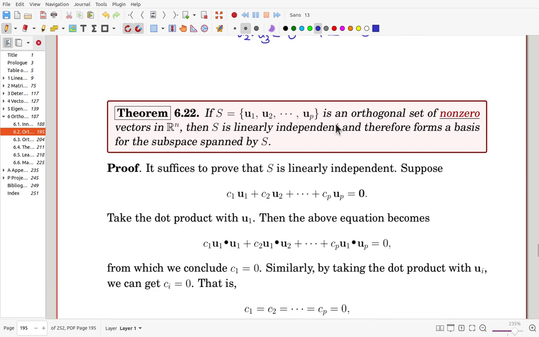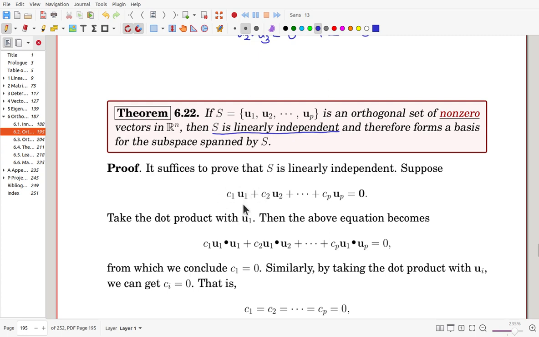S is an orthogonal set of non-zero vectors. Now we require the extra condition, non-zero vectors in Rn. Then the set is linearly independent and therefore forms a basis for the space spanned by S. Once S is linearly independent, the remainder is quite trivial. So we have to show here that a set of non-zero orthogonal vectors is linearly independent.